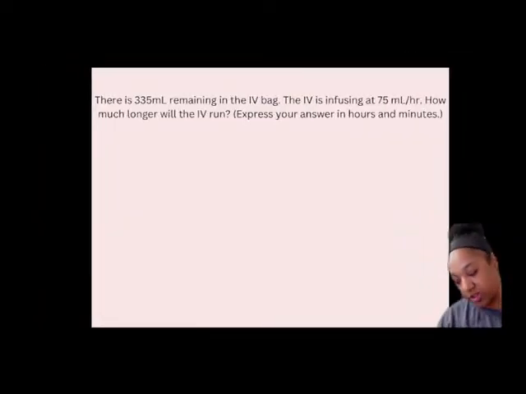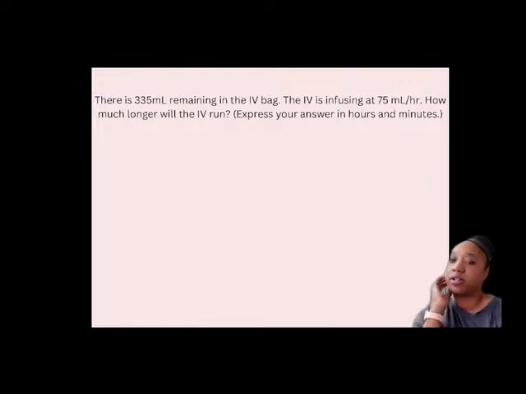I got another heparin question coming up. There's 335 milliliters remaining in the IV bag. The IV is infusing at 75 milliliters per hour. How much longer will the IV run? Express your answer in hours and minutes.